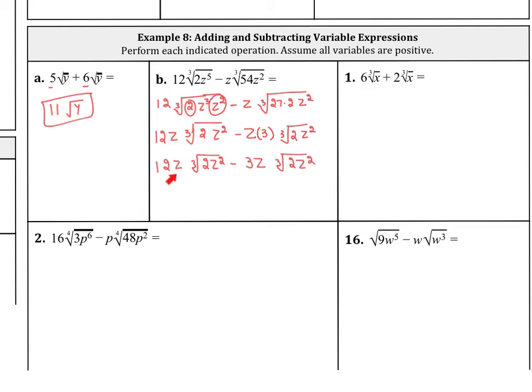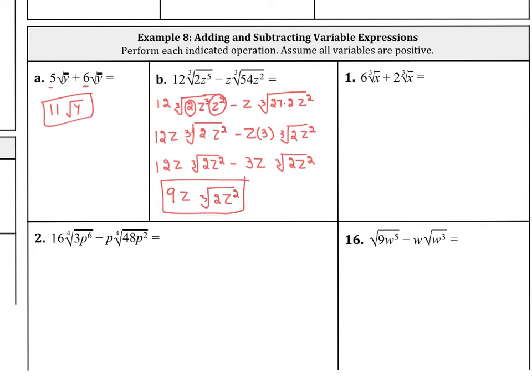Now you can see that the 12z and 3z are like terms, and these two radicals are also like. Now we can subtract or add, whatever is given. So 12z minus 3z, and that's going to be 9z cube root of 2z squared.